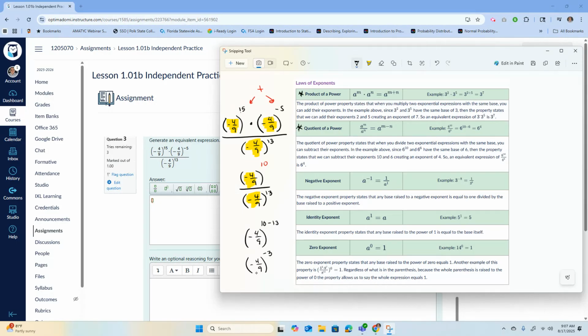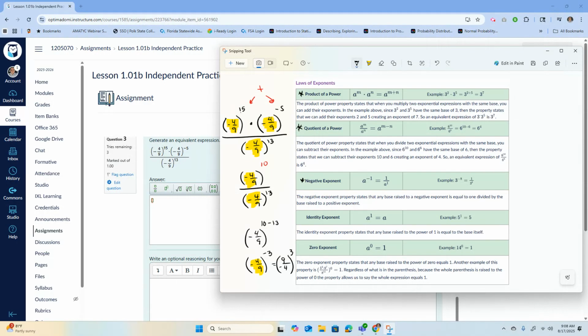Okay? And then we're going to have to apply the negative exponent rule. The negative exponent rule says that every time a base has a negative exponent, we're going to take the reciprocal of the base. Now, the base is negative 4 over 9. And because the exponent is negative, that negative exponent means reciprocal, flip. So if I flip my fraction, it's going to look like this now, 9 over negative 4. And then give back the exponent to the base, but positive.